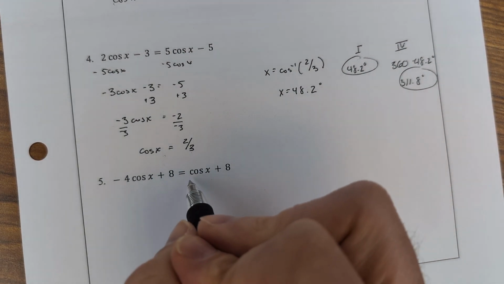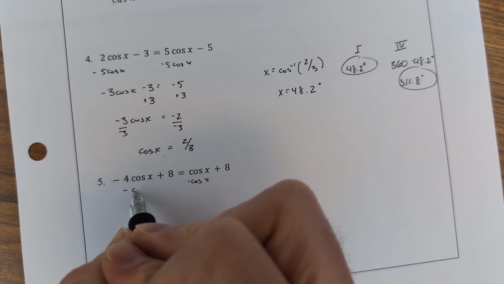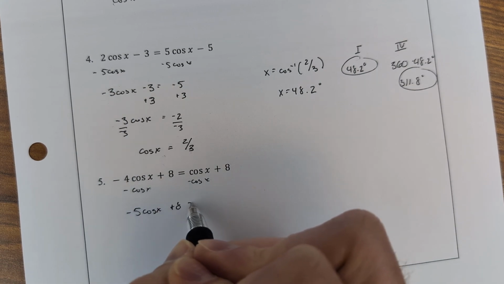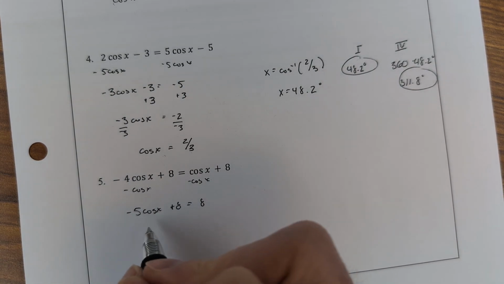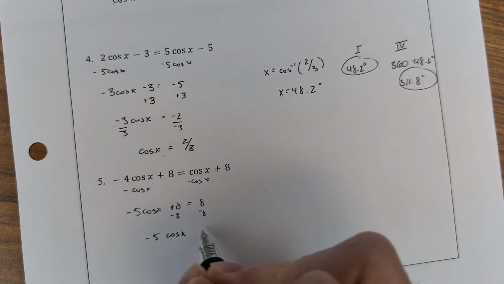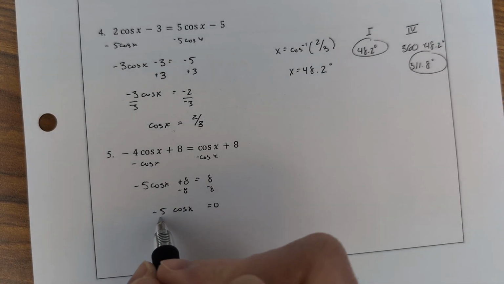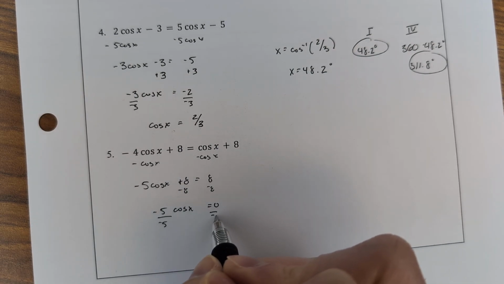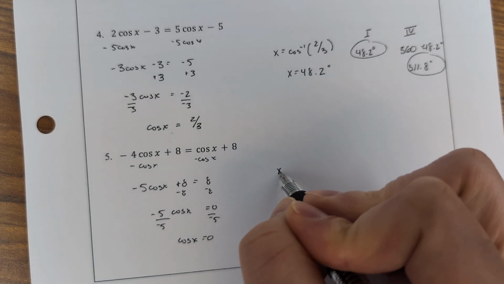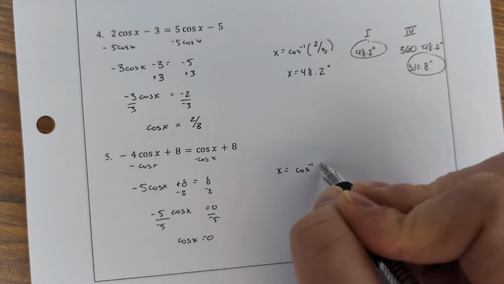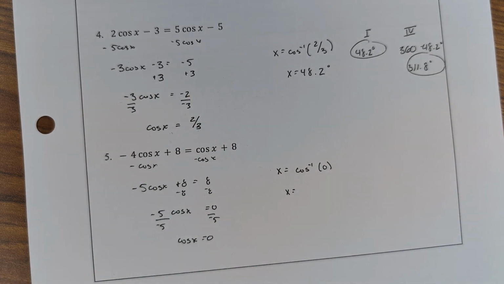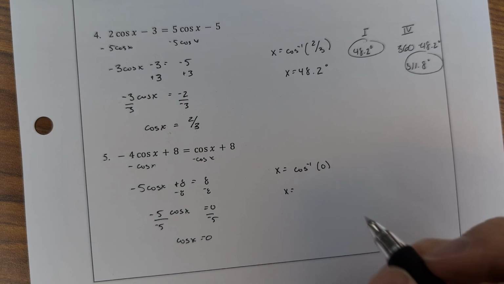All right, last one. We'll bring our cosine across. So -5 cosine x plus 8 equals 8. Subtract the 8 across. -5 cosine x equals 0. Divide both sides by -5. Cosine x equals 0. So use your inverse trig function: the inverse cosine of 0 comes out to be 90 degrees.